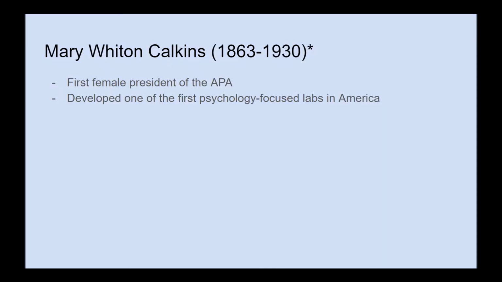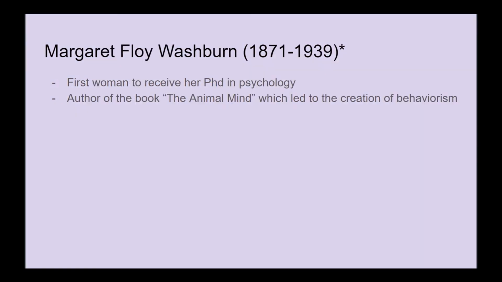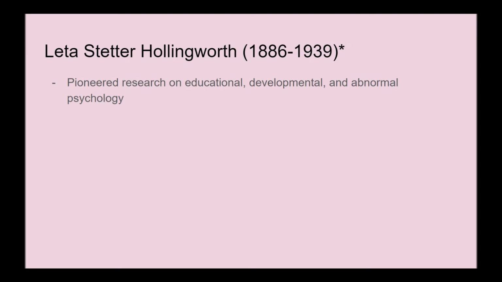Now we get some more infamous people in psychology. We get to Mary Whiton Calkins, who is the first female president of the APA, and she developed one of the first psychology-focused labs in America, along with G. Stanley Hall, of course. Then we get to Margaret Floyd Washburn, who is the first woman to receive her PhD in psychology. She was the author of the book The Animal Mind, which led to the creation of behaviorism. Then we get to Letta Stetter Hollingworth, who pioneered research on educational development and abnormal psychology. So she did quite a lot.